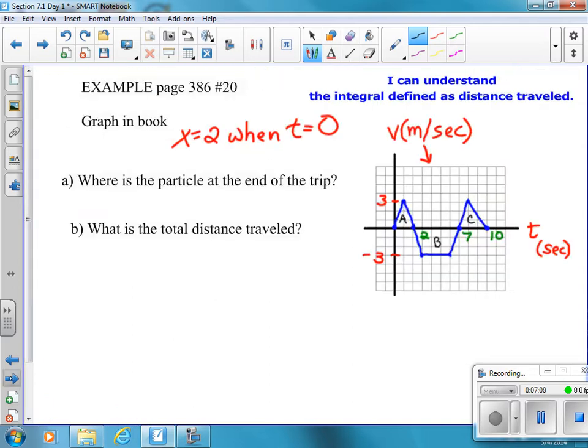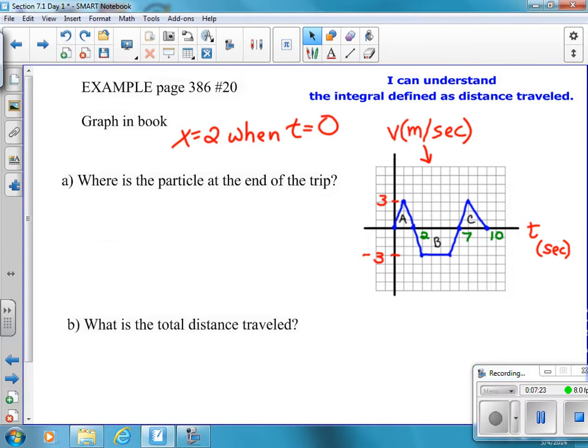Okay, the next problem is number 20. There is a graph in the book. I've kind of copied it over here. There are just 2 questions on this problem, so we can answer them one at a time. Where is the particle at the end of the trip? Okay, so first of all, the particle starts at 2 at the beginning of the trip. So we know we start at 2.